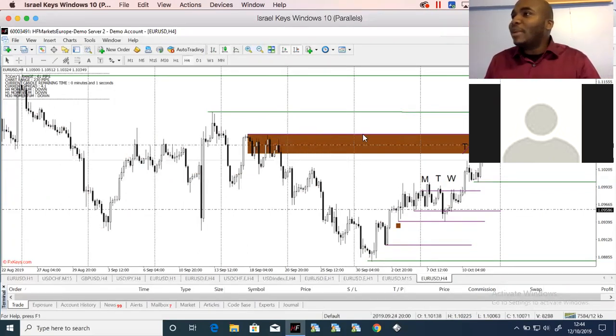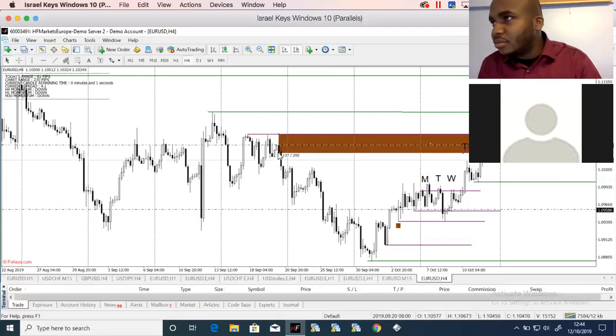But where do I expect it to turn? Somewhere around the middle of the order block or that zone. So what's the zone? It's this level here.